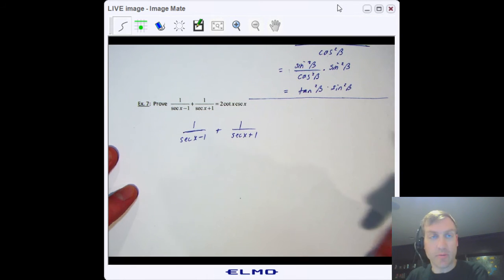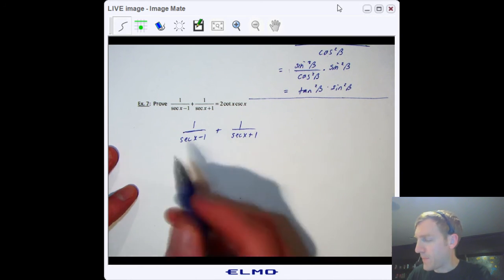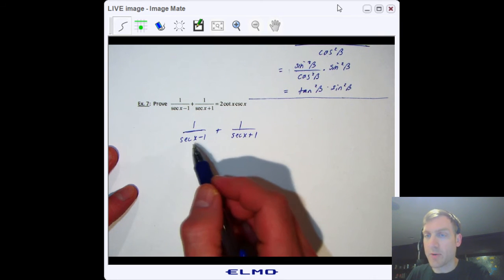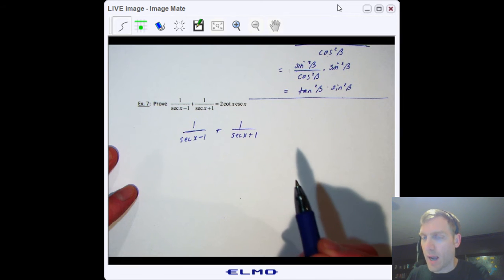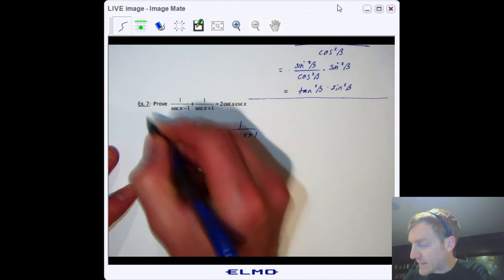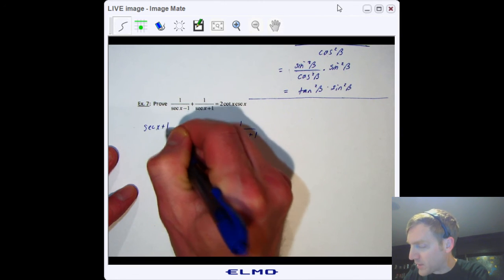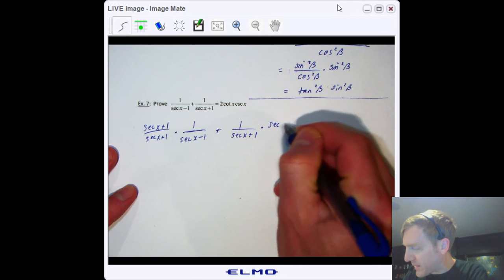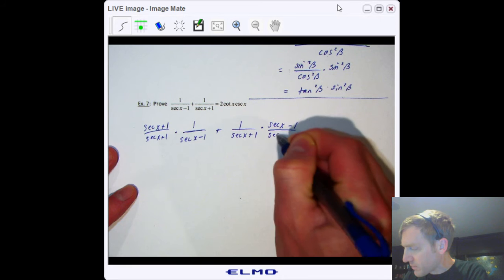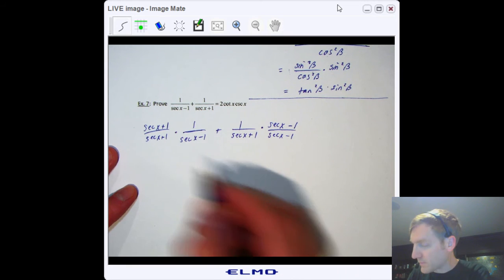All right, I don't see any trig identities, because that's secant minus 1, right? You cannot use a Pythagorean identity because there's no square, just secant minus 1, secant plus 1. I don't see any identities. So let's get a common denominator. I'm going to multiply the first fraction by secant x plus 1. I'm going to multiply the second fraction by secant x minus 1.